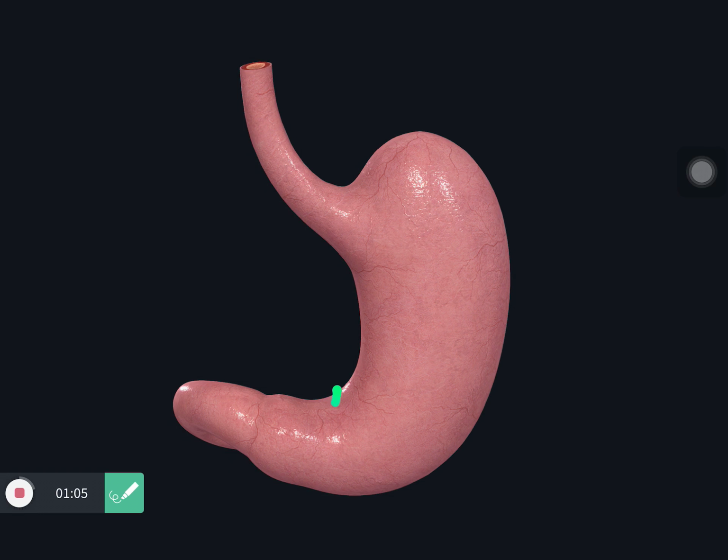It extends from the incisura angularis down to the pylorus, while the pylorus region is the most tubular part of the stomach and contains the pyloric sphincter, which is an anatomical sphincter. That means it is made of muscle, a thickening in the circular muscle of the stomach.